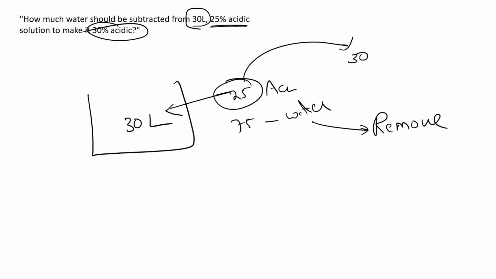No, not percent. Actually, it is already there. We want to make it 30%. How many liters of water do you have to remove? Okay, I will make it somewhat simpler for you so that you can get some idea. Let us take a container. In that container, I am having 1 liter of acid and 2 liters of water.